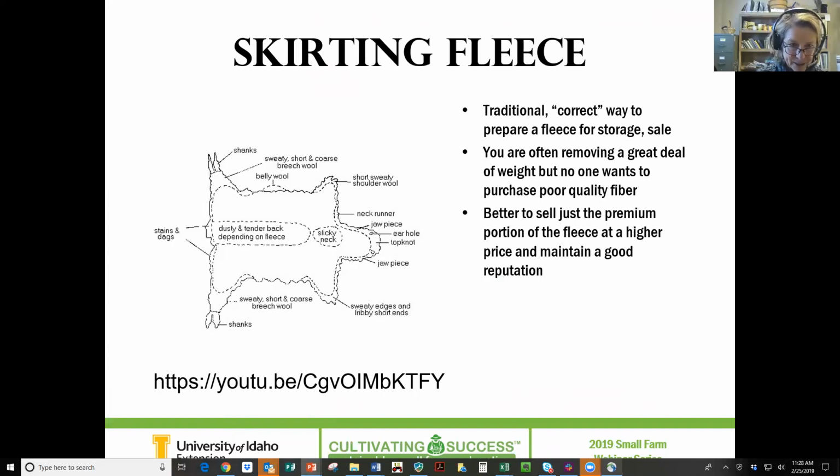But basically, you're going to go around the outside edges, and you can imagine that around where they're eating, there's the neck. It's going to be dirty. You're going to have a lot of shorter fibers along the legs. You're going to have some sweat points under their arms, under their legs, and that wool is really stuck together and dirty. If they're not wearing a coat, you're going to have an area all down the center of the back that's dusty and tender, depending on the fleece. Sometimes they have a slicky neck.